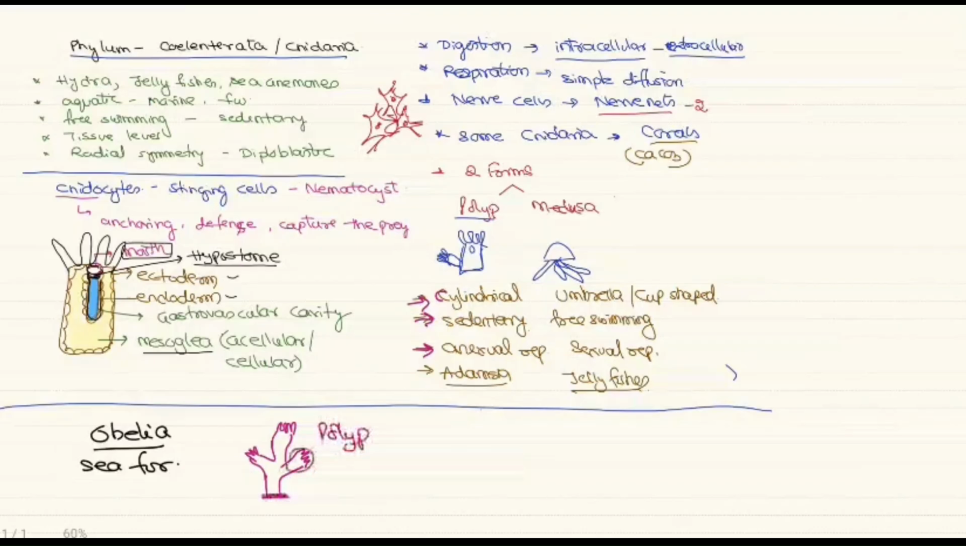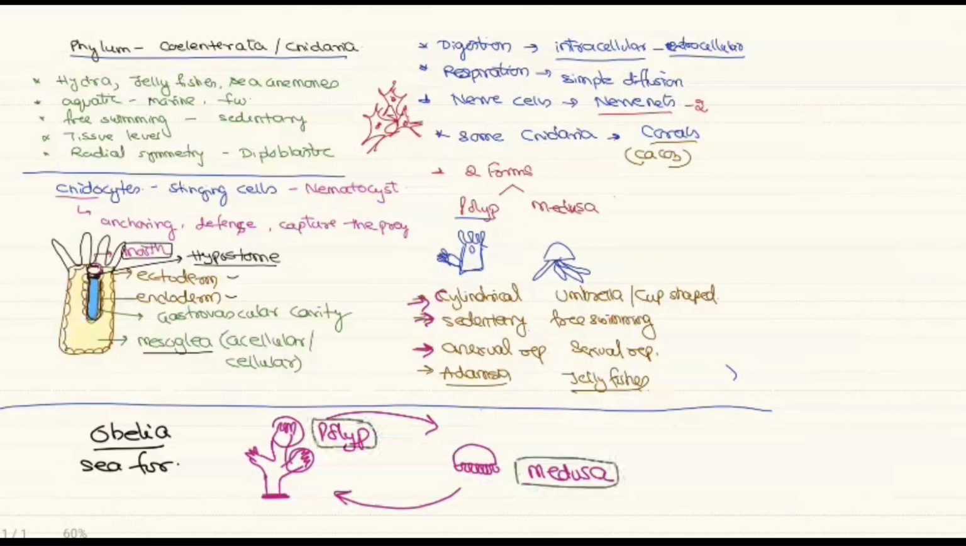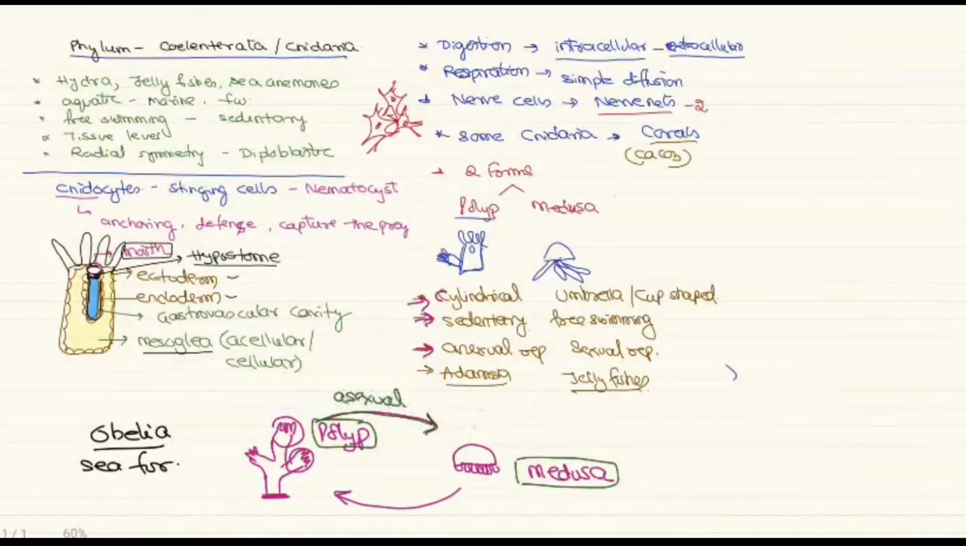Now this polyp has small buds, and these buds get separated. So as these buds get separated, they become medusa. This medusa will again reproduce to form a polyp. So what is happening in Obelia? In Obelia, a polyp undergoes asexual reproduction to form medusa. This medusa will reproduce sexually to form a polyp.